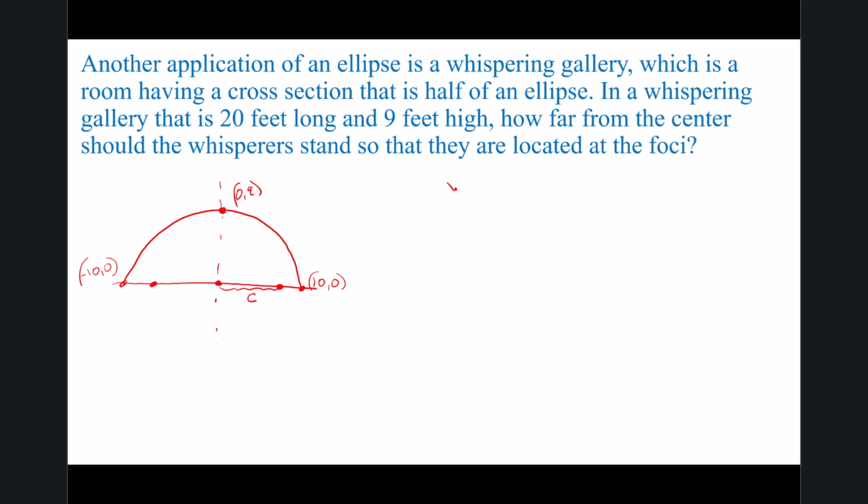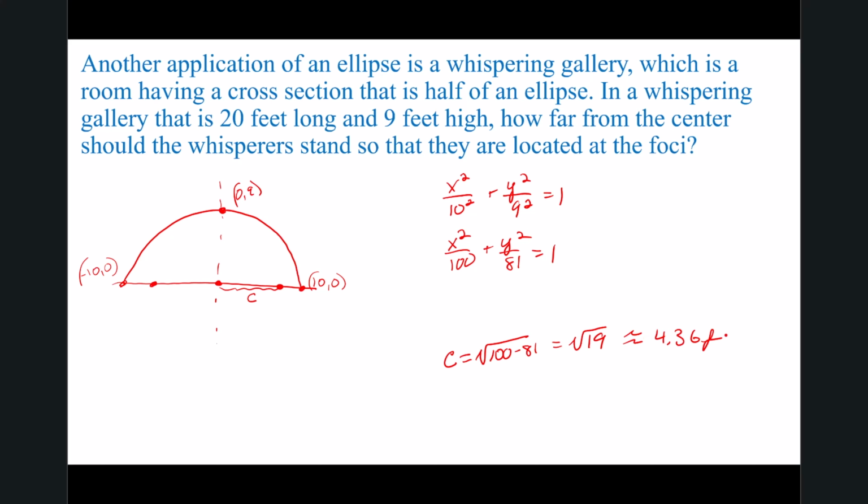So my equation looks like x squared over 10 squared plus y squared over 9 squared equals 1. 10 squared for the x squared because that's the x direction, and in the y direction, the vertical direction, we went up 9. So I have x squared over 100 plus y squared over 81 equals 1. Now what the question asks is what is that c value? So I know c is the square root of 100 minus 81 or the square root of 19, which is approximately 4.36 feet.